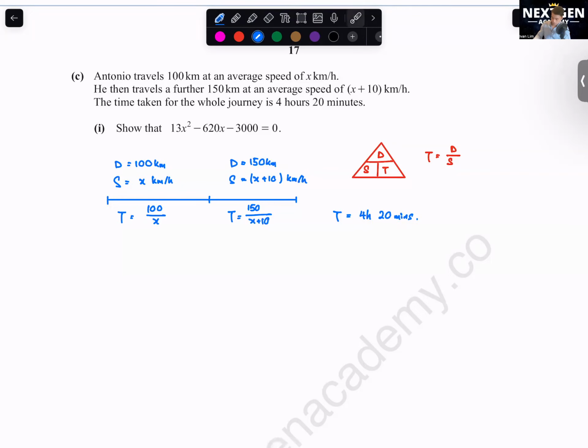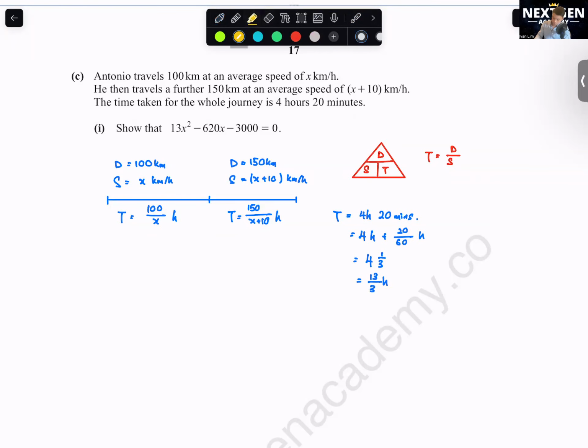However, you see the time that is given to us here is in hours. The unit is hours. This one is also in hours. This one is hours and minutes. So I need to convert these minutes to hours also. Let's convert this one first: 20 divided by 60 hours. So 4 and 1 over 3 hours, which equals 13 over 3 hours.